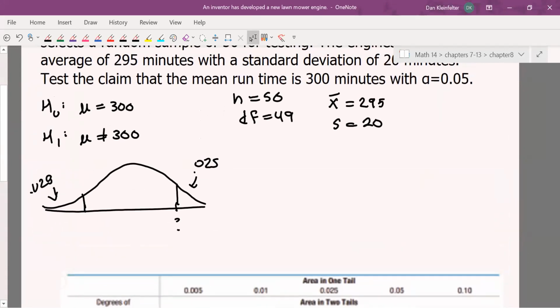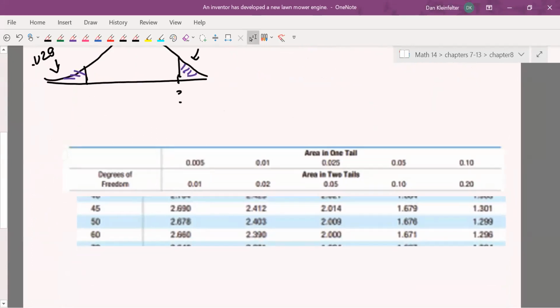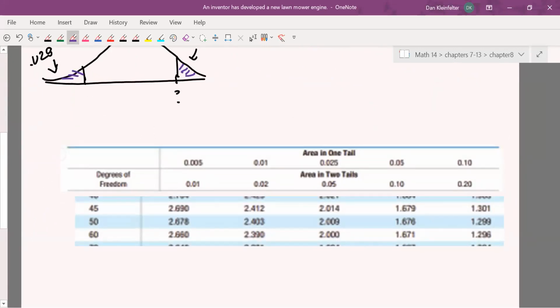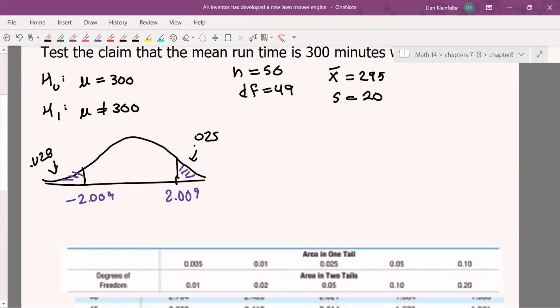Our alpha was 0.05 and it's two-tailed, right? So that means the area in two tails is 0.05, so each tail is 0.025. So right in the middle column, we'll use a critical value of 2.009. So there's two critical values, plus and minus 2.009.